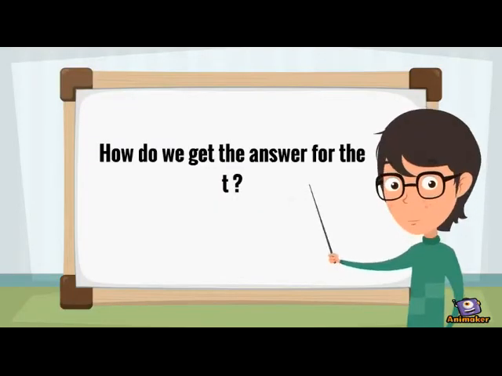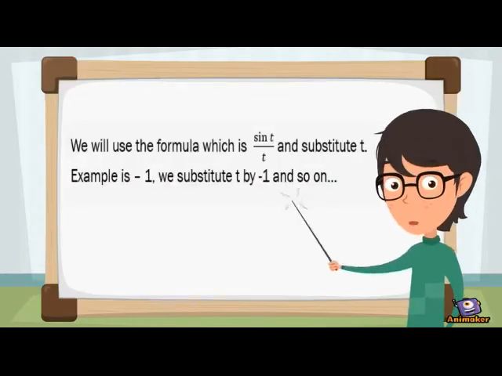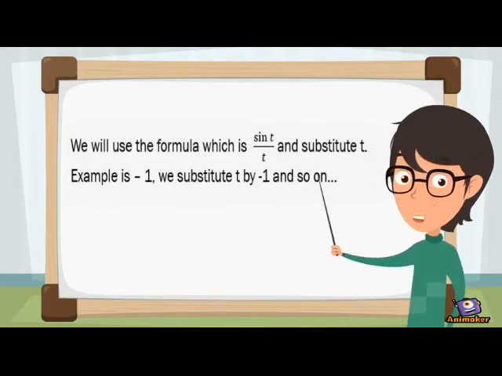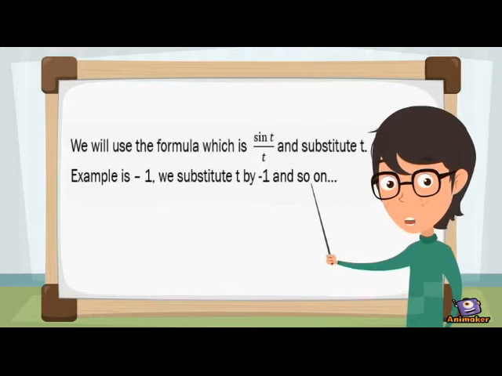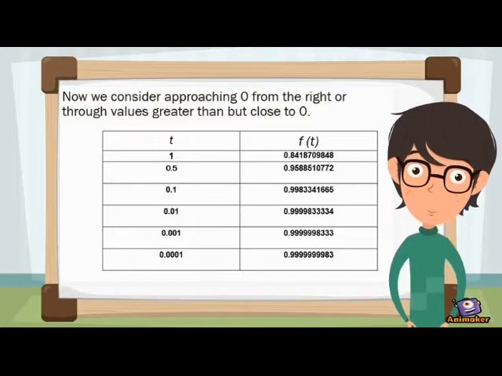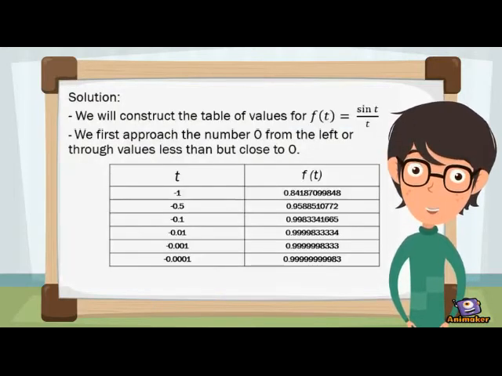So how do we get the answer for t? We use the formula, which is sine t over t, and substitute t, for example negative 1. We substitute t by negative 1 and so on and so forth. For the right side, or the right hand, or the positive values, same mechanics. We have 5 values, assign 5 values, and there comes the answer, using the formula for getting the answer.